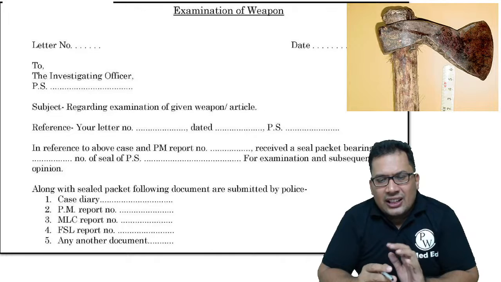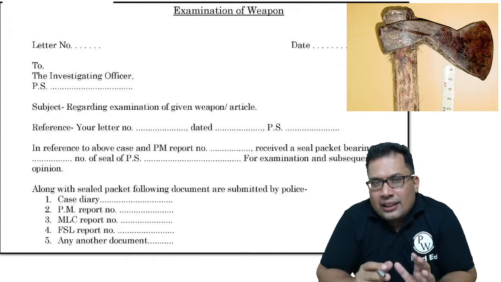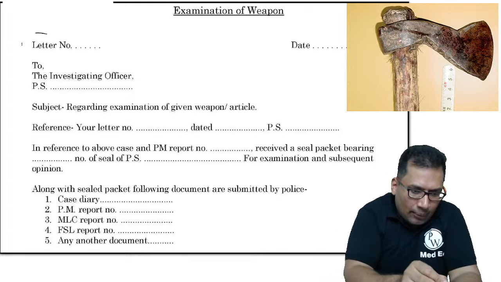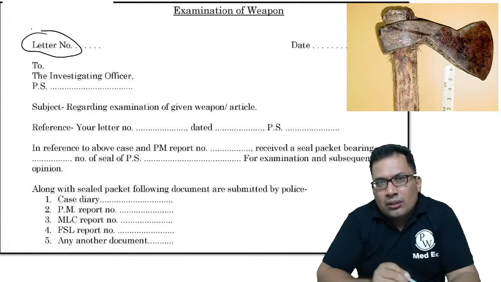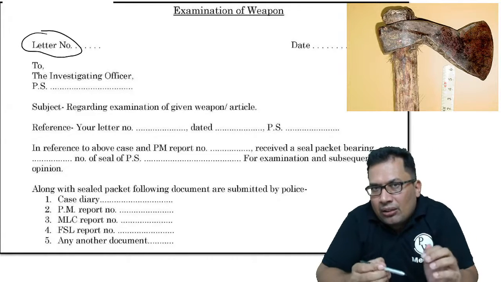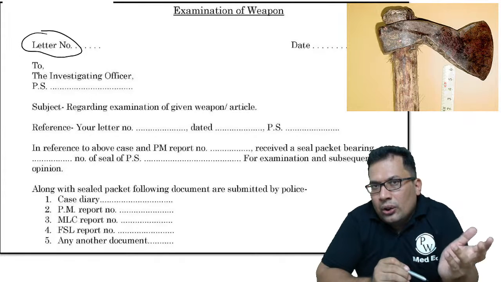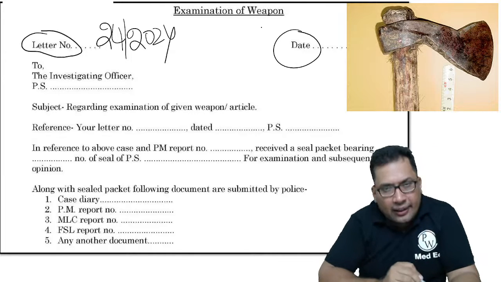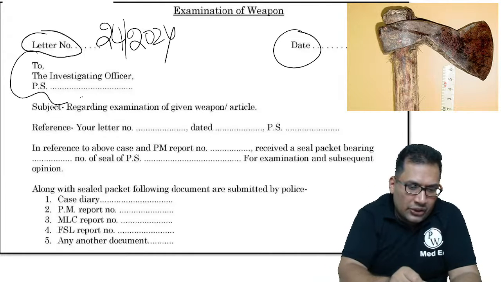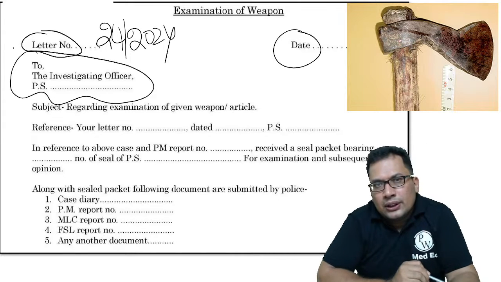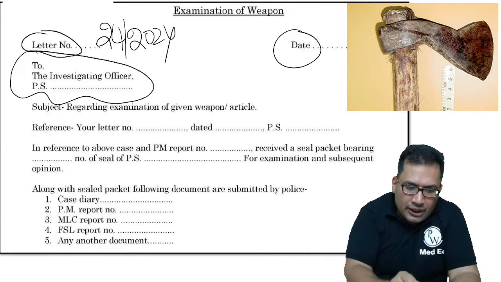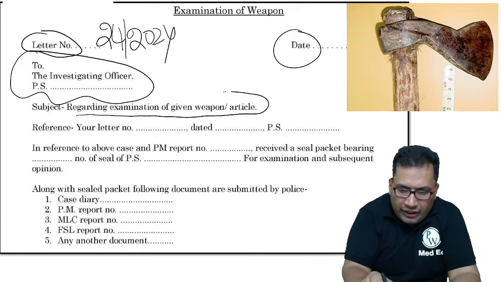Now look at this. This is how we write the classical examination of weapon report. You need to write the letter number. There will be some letter number like 24 bar 2024, like that. Date of that letter. To whom it is? To the investigating officer, PS. What is PS? Police station. Subject: regarding examination of given weapon or article.